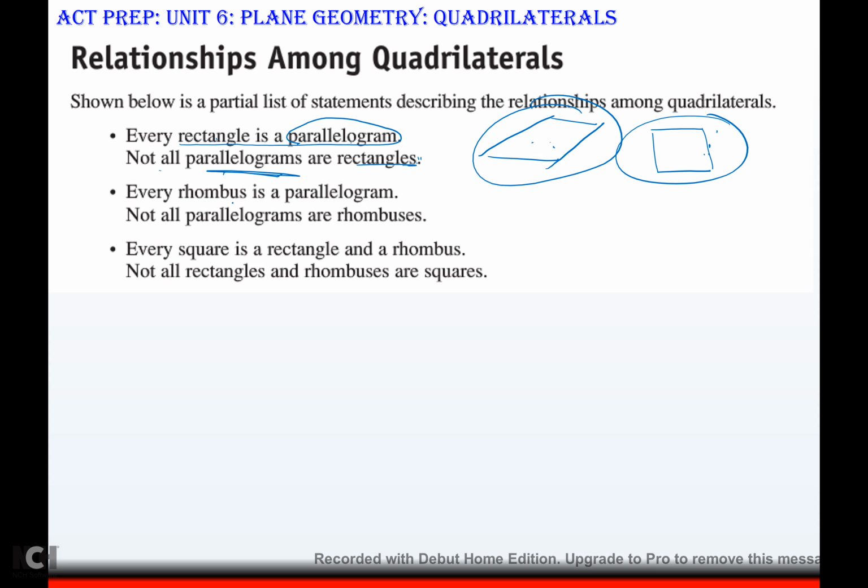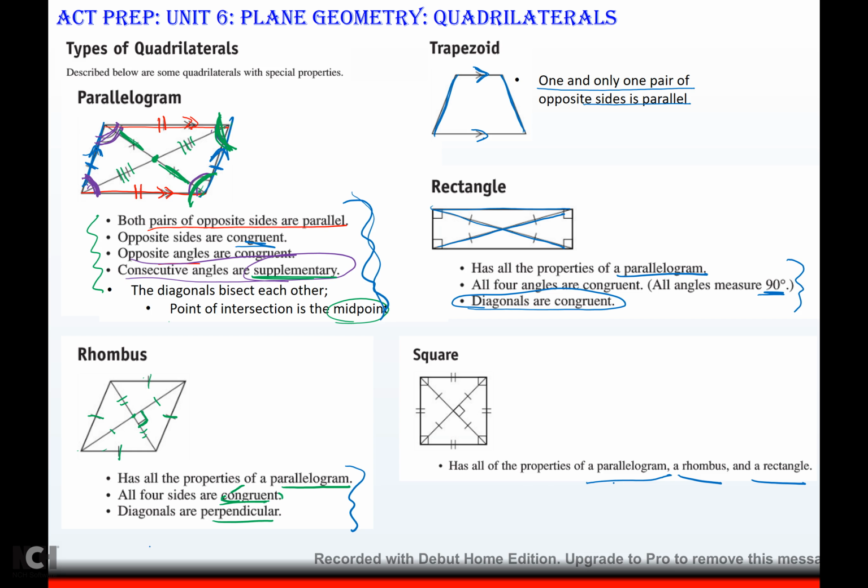Okay, every rhombus is a parallelogram, and again, it told us that a rhombus has all the properties of a parallelogram, but not all parallelograms are rhombuses, obviously, because rhombuses have to have 4 equal sides, and parallelograms don't. Every square is a rectangle and a rhombus, just like we said before. A square has all the properties of a parallelogram, a rhombus, and a rectangle.